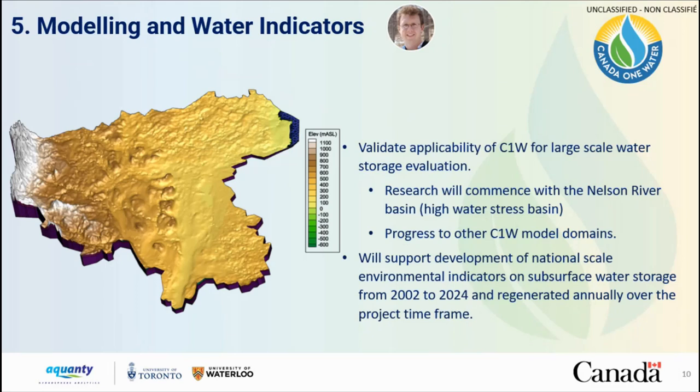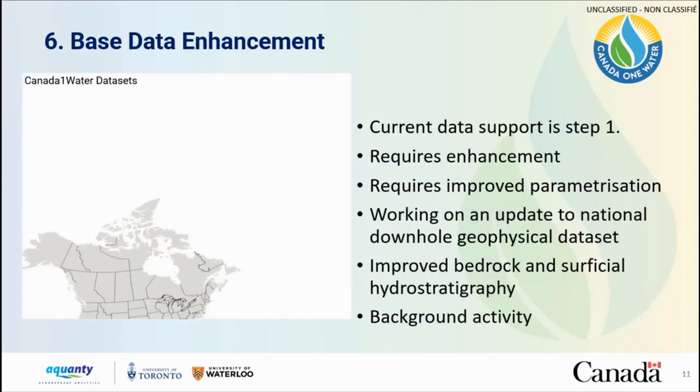And so the first place that this will be done is the Nelson River watershed. This was chosen, of course, because there's high water stress here, high consumptive needs, but also because it's covering a large physiographic region from the side of the Rocky Mountains all the way up to Hudson Bay.